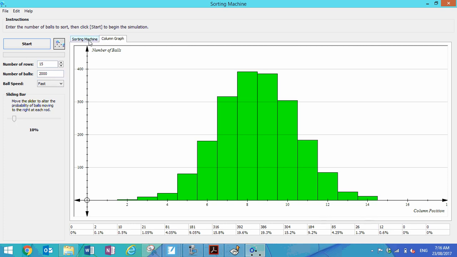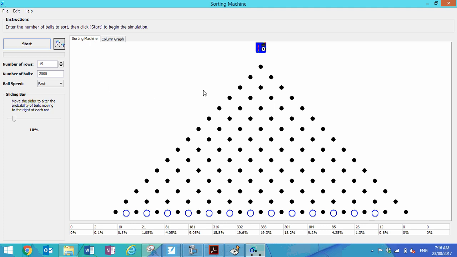Same number of rows, all right? So we'll have the same number of rows, same number of times we're repeating it, but our probability of going, move the slider to alter the balls, moving to the right of each rod. So they're going to, instead here now, only go this side 1 in 10 times. So 1/10 of the time here, 9/10 to the left. So what do you think is going to happen? Have a think.